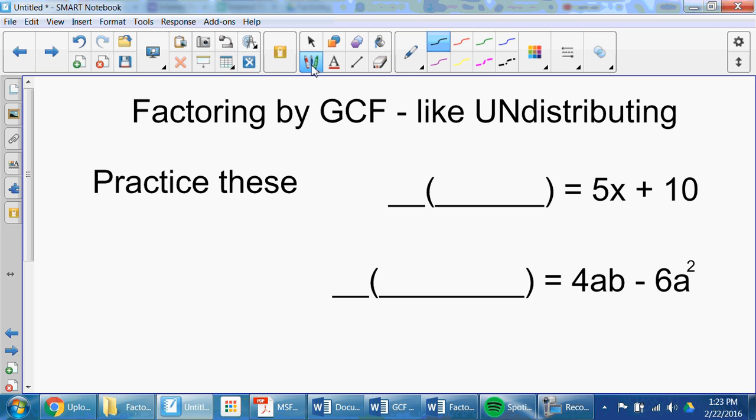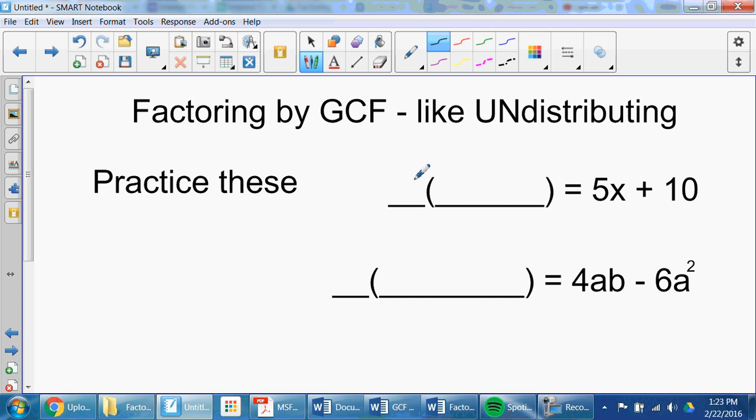The following video is on factoring by GCF, or greatest common factor, which is like undistributing. So here's our practice problem. If you want to pause it here and do the undistributing version: what would you take out and then leave in the parentheses to do 5x plus 10 as your final simplified expression?